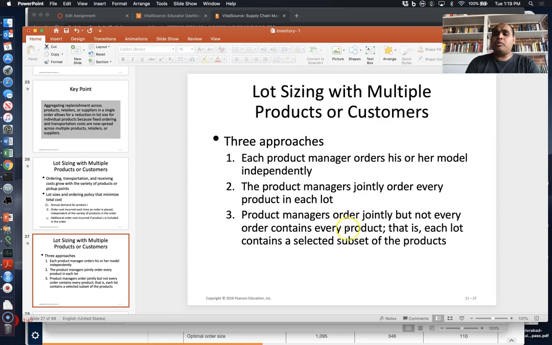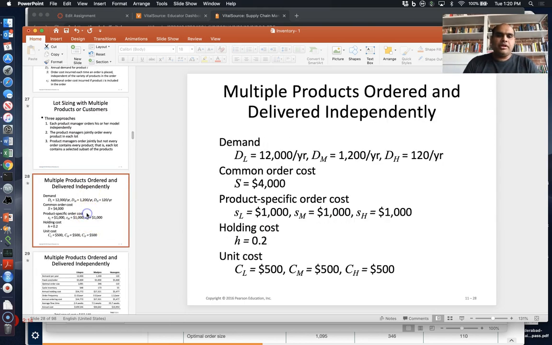And the third type is where product managers order jointly, but not every order contains every product. That is, each lot contains a small subset. Say, for example, some products might have very high demand, some products might have low demand. So you don't want to order low demand products very often, and you might want to order high demand products very often. So you might not order every time, but you might order sometimes in between. So approach 1 and approach 2 are the two extremes. Approach 3 is in between, and we look at all three types of aggregations. Right. So let's look at the first one.